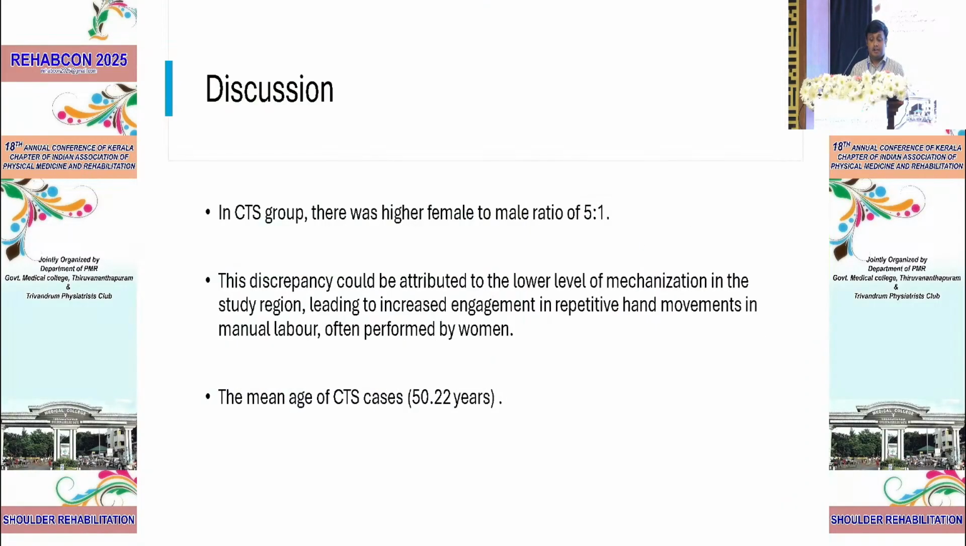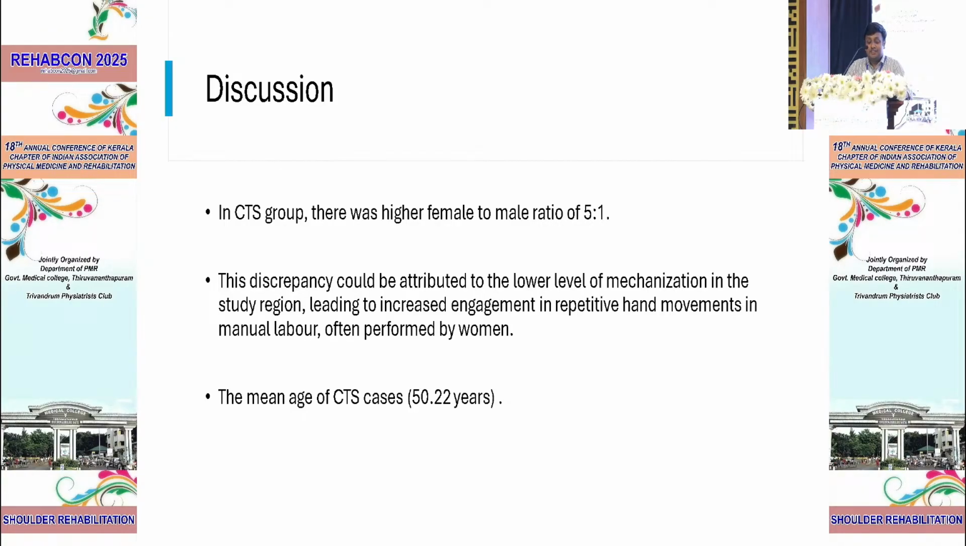0.463. Discussion. Coming to the discussion, in the CTS group, most of them were female. That is, the female to male sex ratio was higher than the literature we studied. Maybe because of the low mechanization in our region, and the jobs that require frequent repetitive hand movements are performed by women.